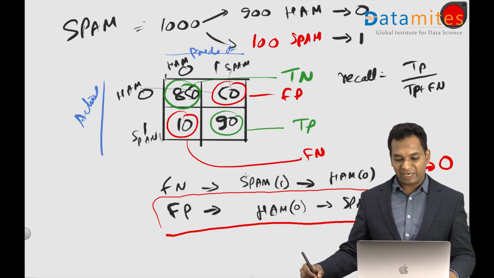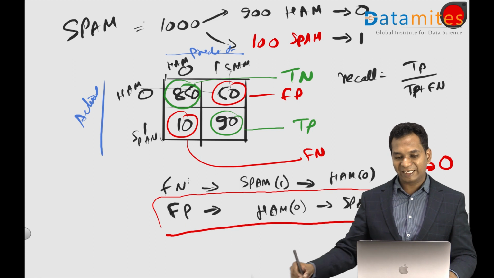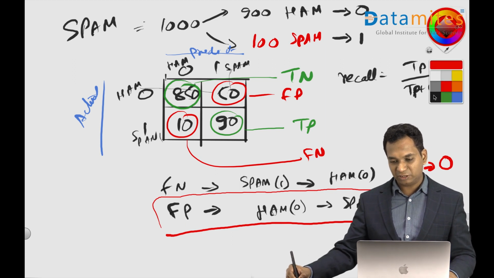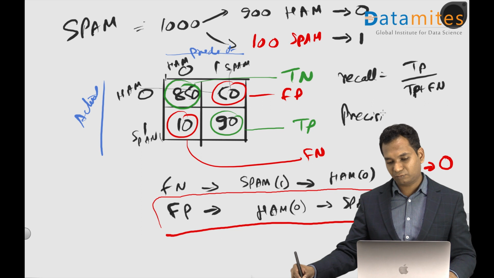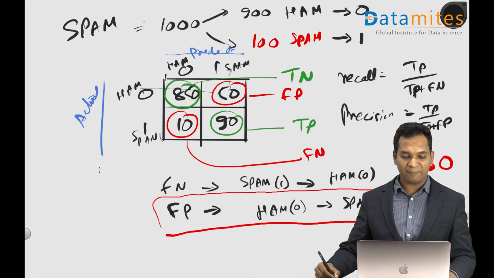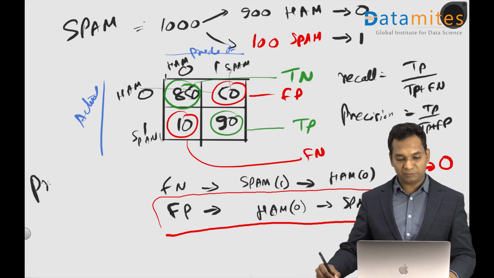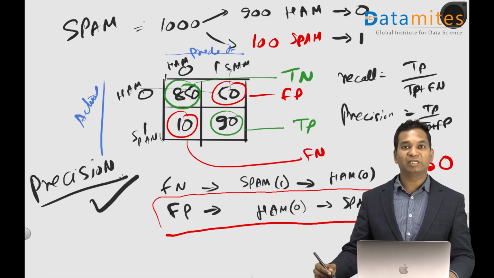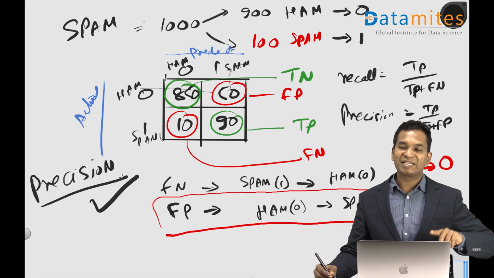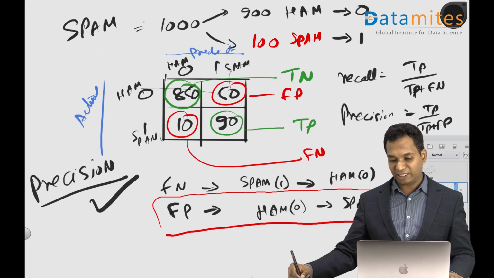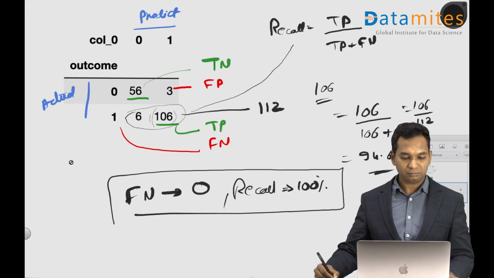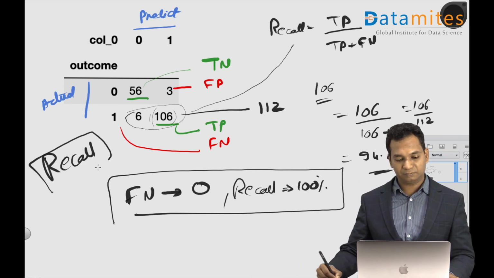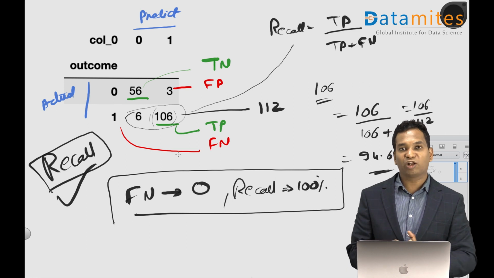If you look at it from that perspective, false negative relates to recall, and false positive relates to precision, as you can see. It's TP by TP plus FP. So in the case of spam, I am focused on precision. Precision is important for me in a spam email prediction algorithm. In the case of cancer, it was recall which was important. I hope you get the logic.